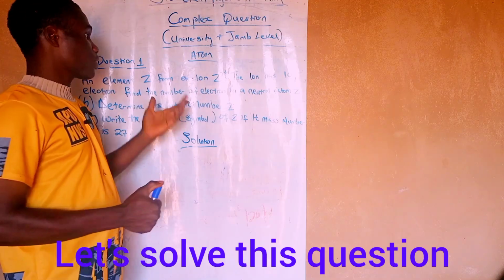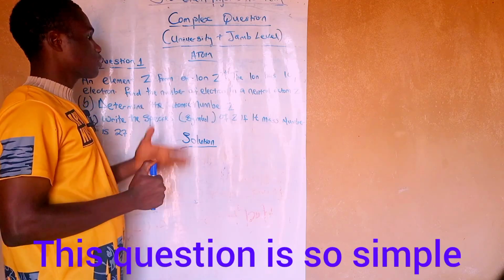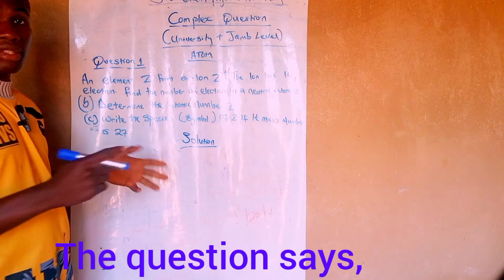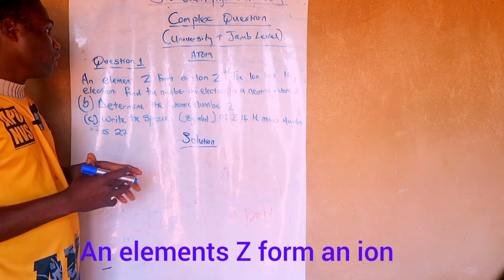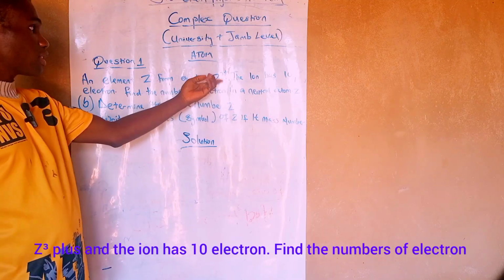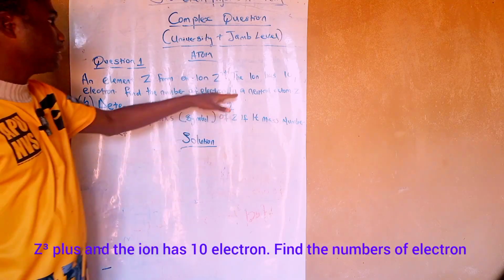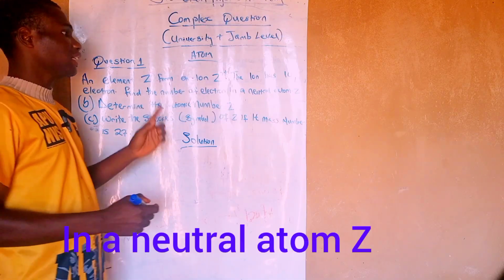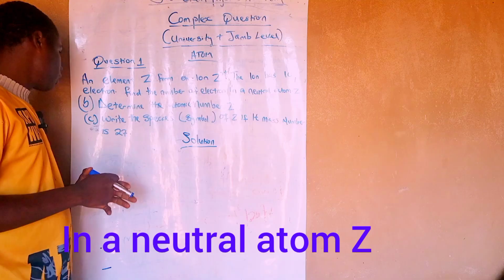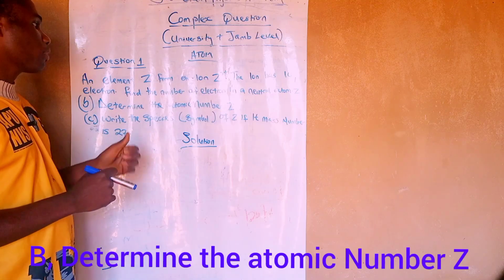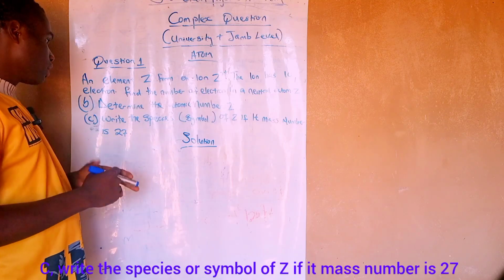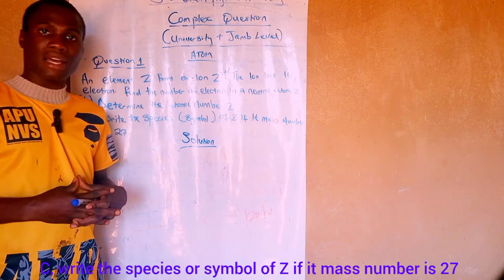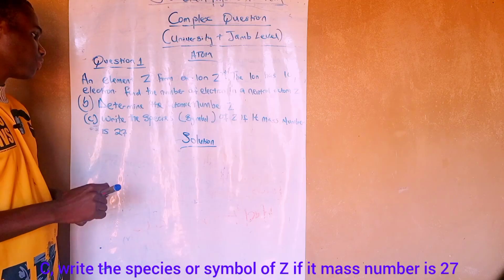Let's solve this question. This question is so simple. This is a JAMB level question. The question says, an element Z forms an anion Z raised to power 3 plus, and the anion has 10 electrons. A. Find the number of electrons in a neutral atom Z. B. Determine the atomic number of Z. C. Write the species or symbol of Z if its mass number is 27.